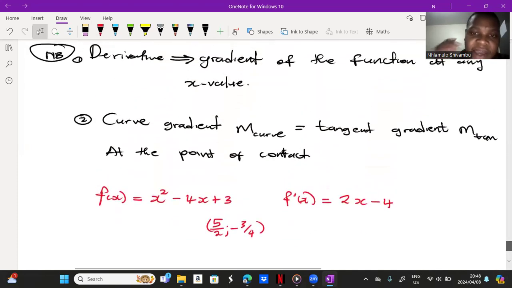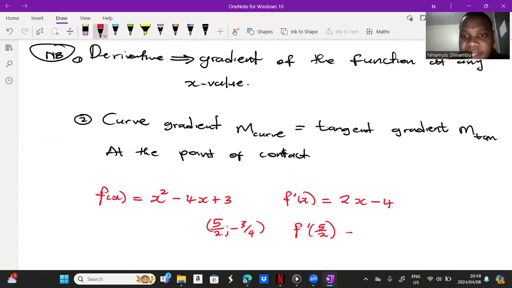So don't lose this thing. We have the gradient of the curve at any point, which is 2x minus 4. But we want to know the gradient of the curve at x equals 5 over 2. To get the gradient of the curve at the point of contact, we substitute the x value into the gradient at any point.